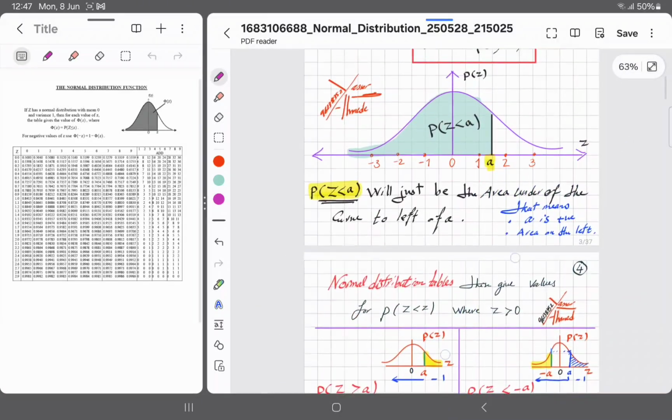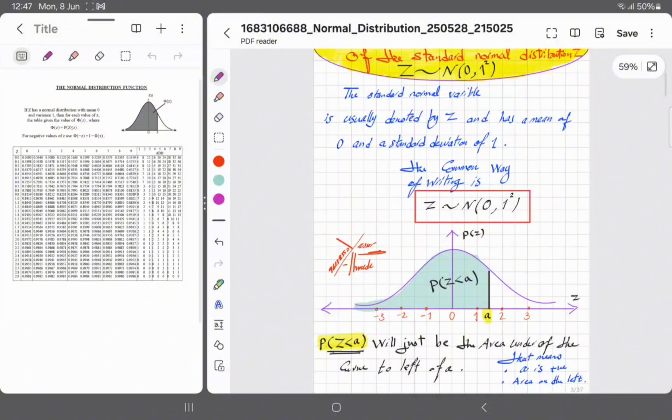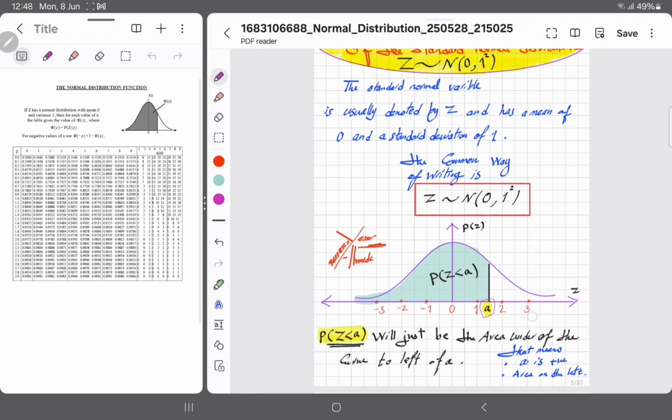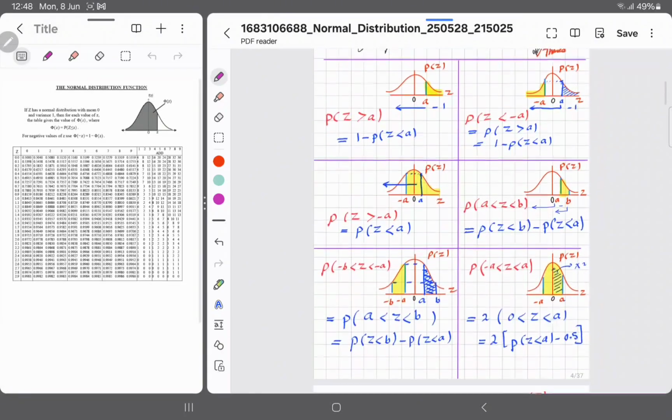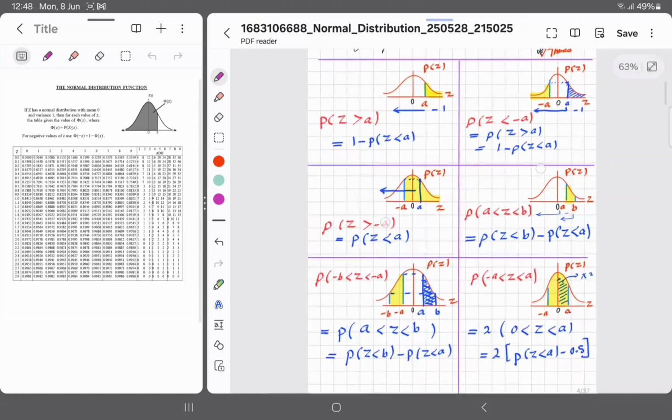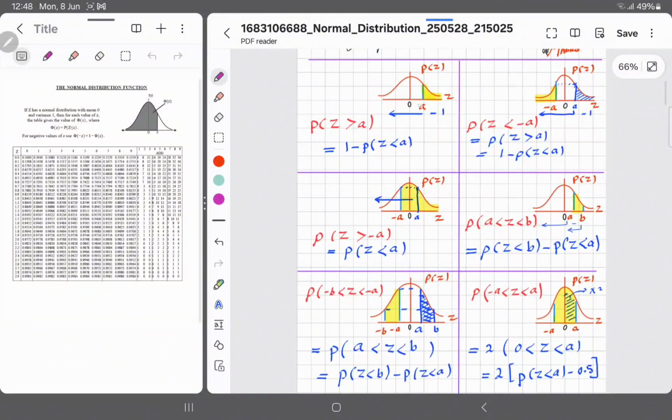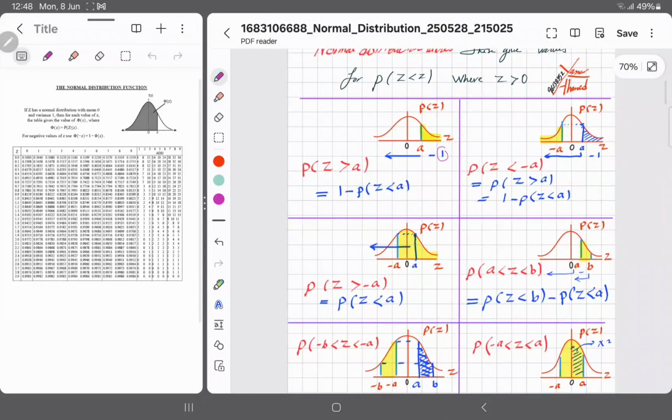And everyone knows we just use the table to evaluate the area if the value of a is a positive value and the area is below, or on the left. So if the value of a is positive and the area is on the right, we just use 1 minus the area below, because as you know we have only two things we use to find the different cases.